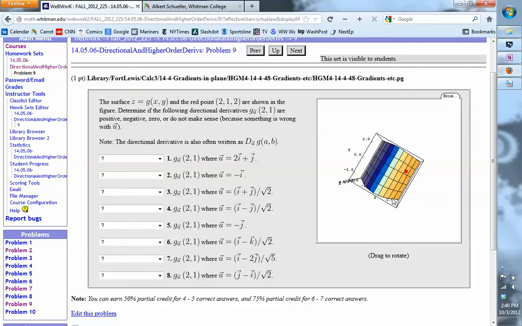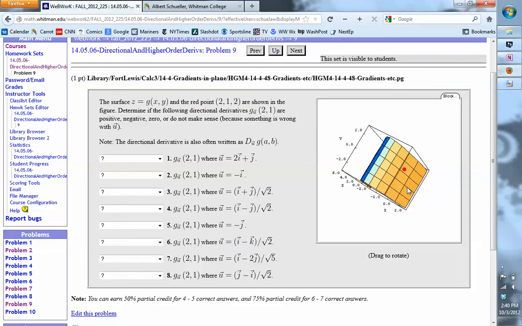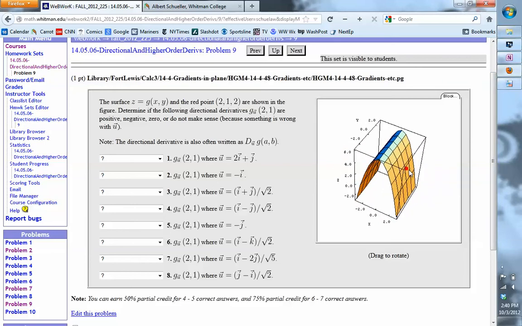So here I am standing at this point. I want to look in the direction 2i plus j, which is somewhere along that direction. Does everybody see that? So if I stand here and I look in that direction, what's the surface going to do? Fall or rise? It's going to fall. And if you don't remember, let me pull it up. Right? It's going to fall. And that tells me that that directional derivative must be negative. Okay.